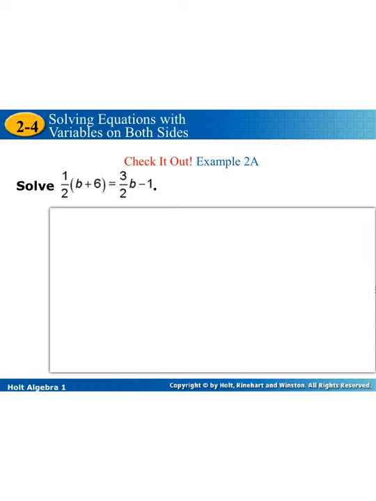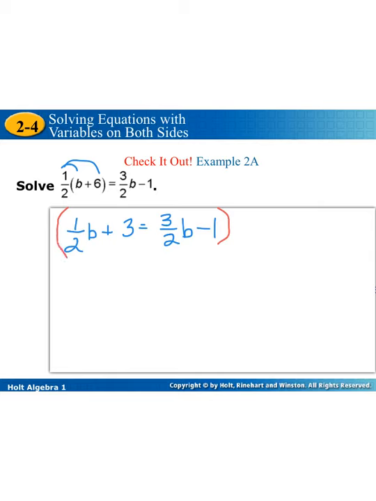And here's one with fractions and distributing. We should distribute before we clear out any fractions. So let me multiply here. That would be 1/2 b plus half of 6 is 3 equals 3/2 b minus 1. And here's one of those problems with a fraction. If only we had a way to get rid of fractions. Oh, we do, that's right.